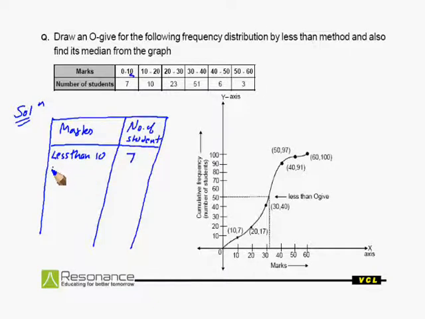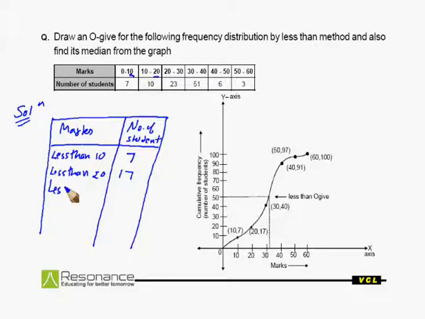Now in the second row we will write marks less than 20, that is the upper limit of the second class. The number of students whose marks are less than 20 lies in these two class intervals: from 0 to 10 the number of students is 7, and from 10 to 20 the number of students is 10. So we have to add the frequencies of these two class intervals, that is 7 and 10. So the total number of students whose marks are less than 20 is 7 plus 10, that is 17.